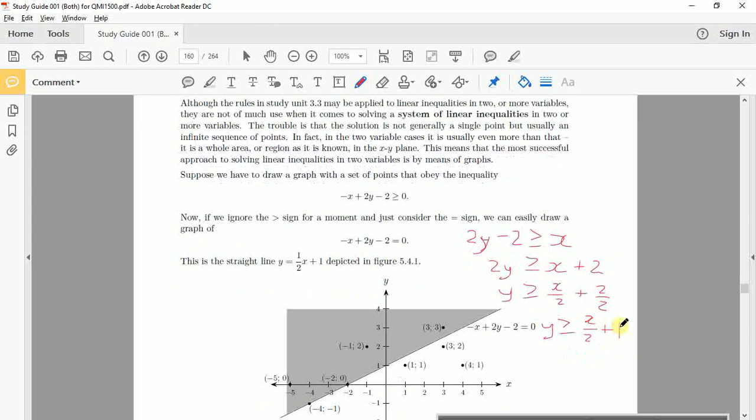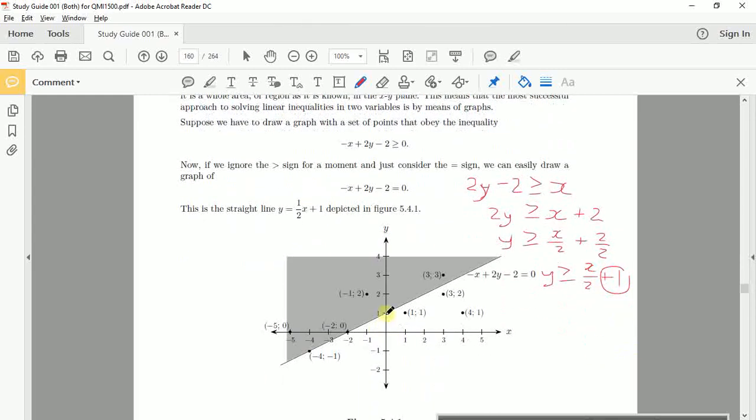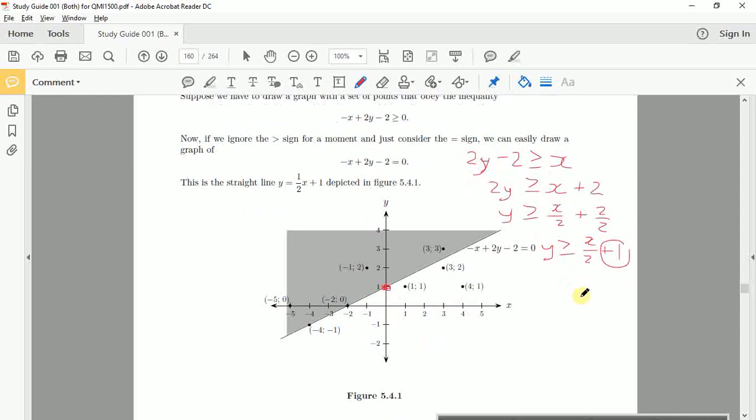Do you know what the y-intercept is? 1. There's the 1. How do I find the x-intercept? Make y 0. Remember, if y equals 0, x equals what? So 0 equals x over 2 plus 1. That becomes minus 1 equals x over 2. Minus 2 equals x. So there's the x-intercept, there's the y-intercept. Then I connect the dots.